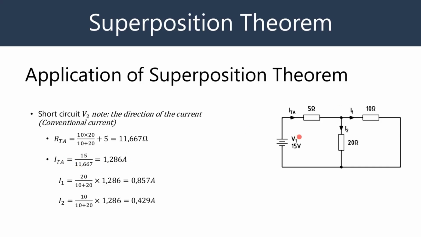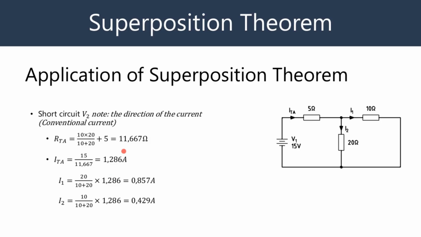I take the voltage to calculate I total A: 15 divided by 11.667. That gives me 1.286 amps. That's for ITA. And then I calculate I1 and I2, so I'm using the formula. For I1, I say 20 over 10 plus 20 times 1.286.